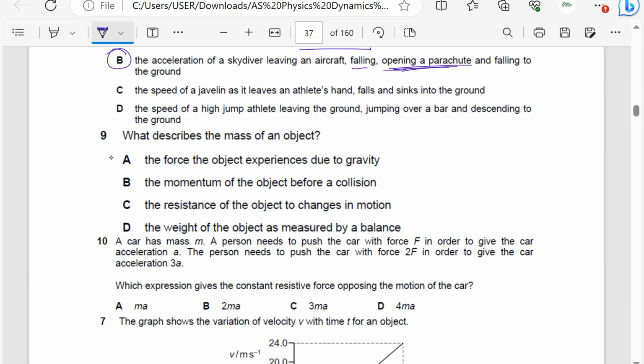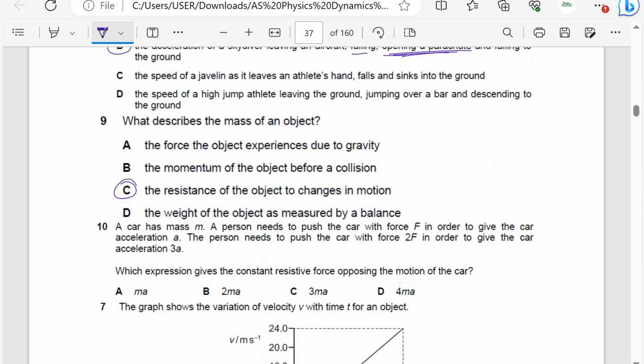What describes the mass of an object? Mass is the amount of matter in a substance. Mass is actually a property of a body to resist change in its motion. That is mass. So the answer here is automatically going to be C. The resistance of the object to changes in motion, that is mass.